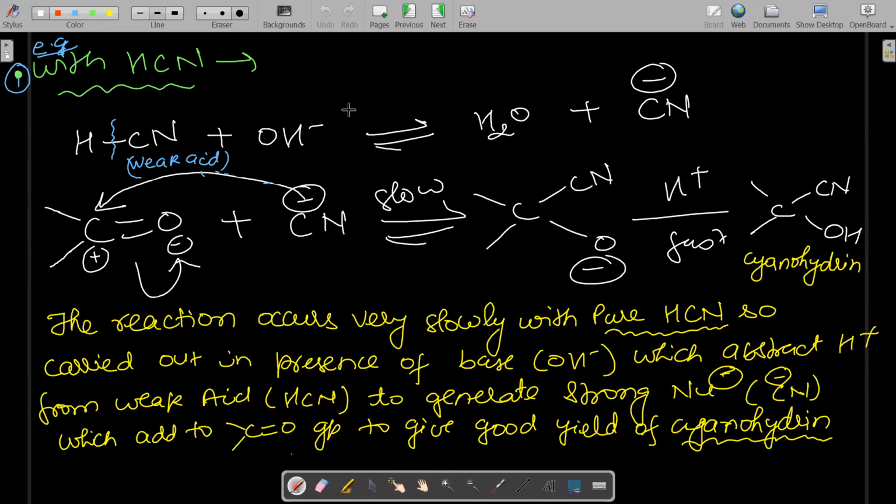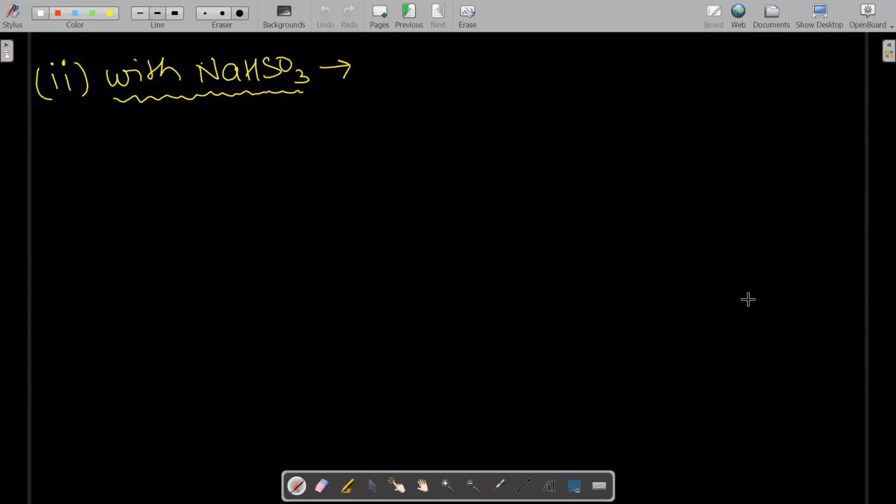So the reason for OH minus is what? HCN is a weak acid, so it dissociates by abstracting H plus to release the strong nucleophile, and then this strong nucleophile attacks and gives a good yield of cyanohydrin. Okay. Now the next example is with sodium bisulfite. Now see the reaction.